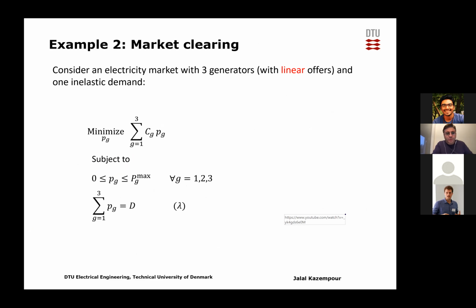Okay, let me continue with example 2. Now let's go for example 2, market clearing problem with linear offers. So this is really the market problem, because let's say the CG is not necessarily the cost of generators, but their offer prices, right? And it's a very simple setup. Again, 3 generators, no single inelastic demand, no transmission network.